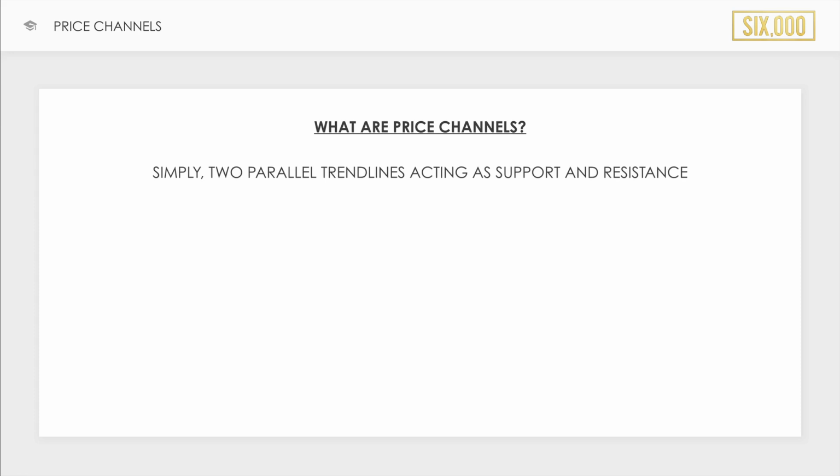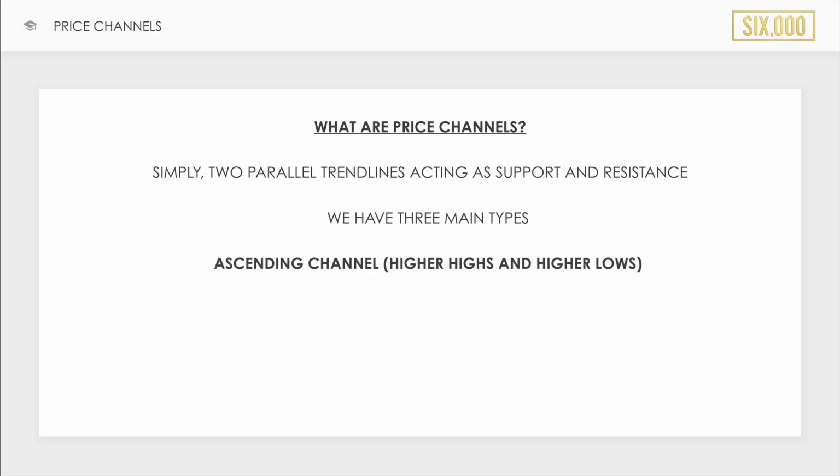Now for our third and final topic for today, price channels. Now, what are price channels? Well, they are simply 2 parallel trend lines acting as support and resistance. So again, today's module is simply all about support and resistance. And we have 3 main types of channels.